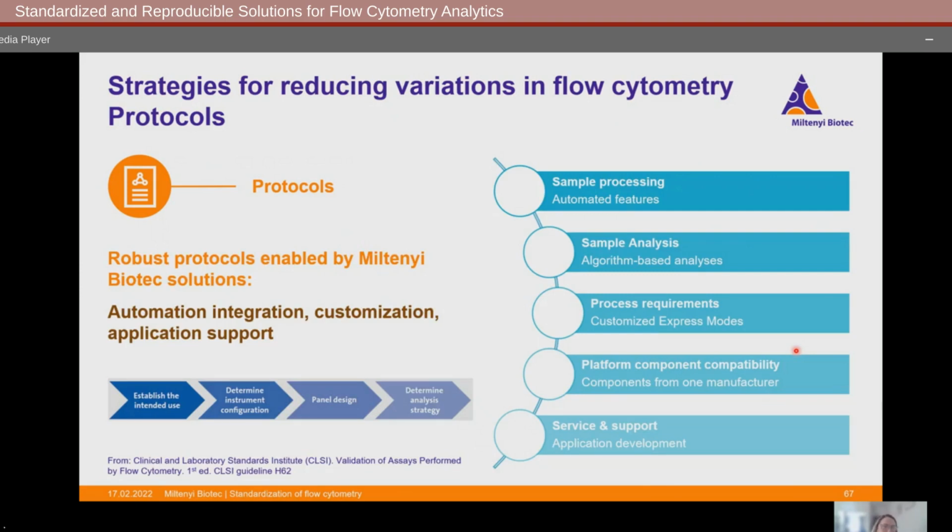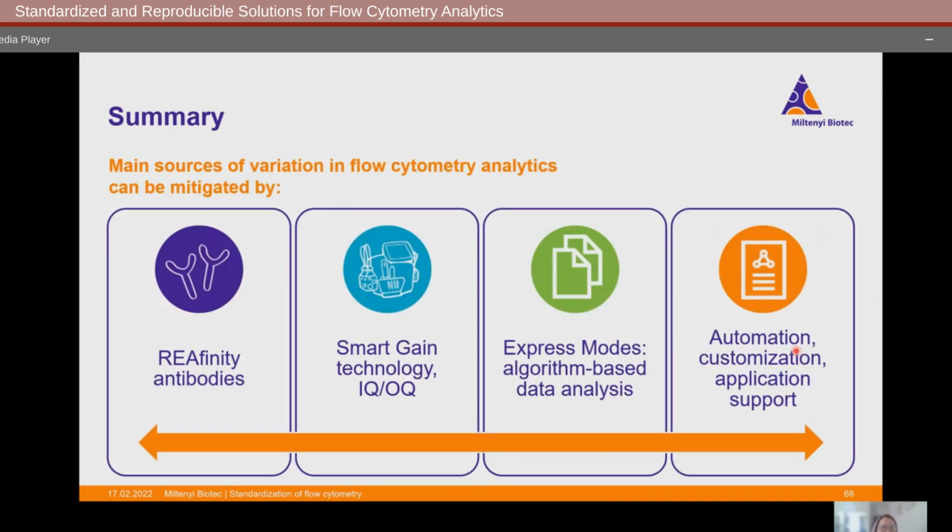So at Miltenyi, we have the ability to help you with everything along this way, from sample processing to sample analysis, your process requirements, where we can help you with customized express modes, the platform component compatibility, so we can work with you on the instrument platform that you're using. And then, of course, we have service and support that can work with you every step of the way, and also help to iterate on application development as well.